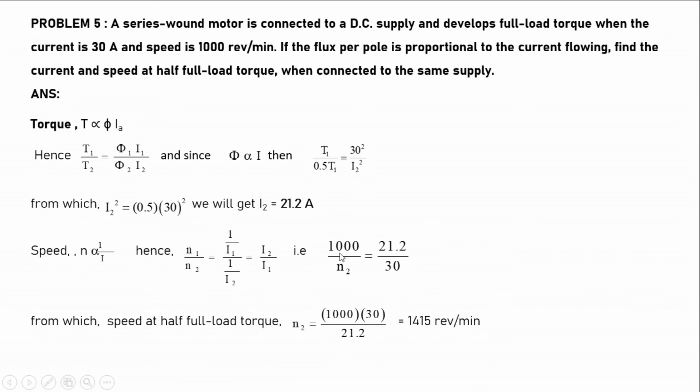So I2 by I1 is equal to N1 by N2, with N1 speed 1000 RPM. We have to find N2. The current we already found, so we find the speed now. Substituting for I1 and I2, we get N2 as 1415 revolutions per minute.